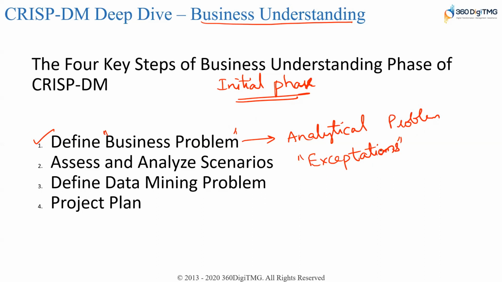If the customer says, hey, I want 100% accuracy, you would say 100% accuracy is not possible. We might give you 98 or 95, or anywhere between 95 to 98. You define such expectations. You also define the success criteria. When can you claim that your project is a success?